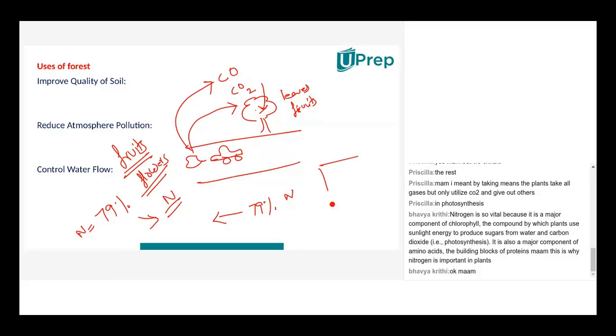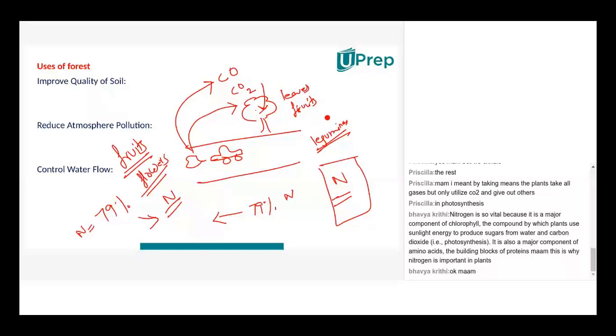That's the reason why you get separate packets of nitrogen as fertilizers which farmers put in the soil, especially for leguminous plants. Leguminous plants have those nitrogen fixing bacteria known as rhizobium, right? Yeah, tell me.